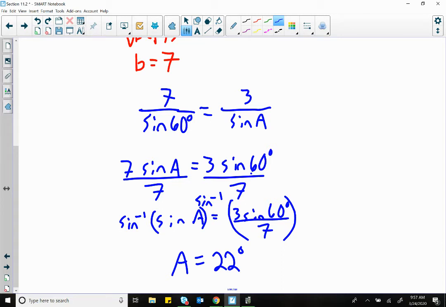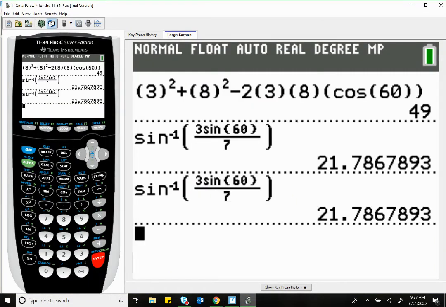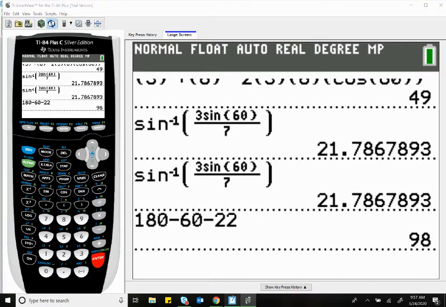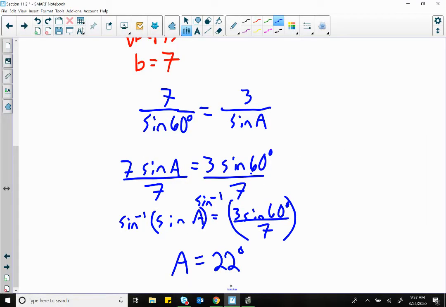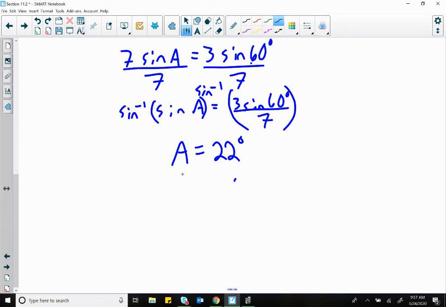And then now all you're going to do to find the last angle is take the 60 plus the 22 and subtract it from 180. So 180 minus 60 minus 22. And there is the last angle. Angle C is, what did it say, 98 degrees.